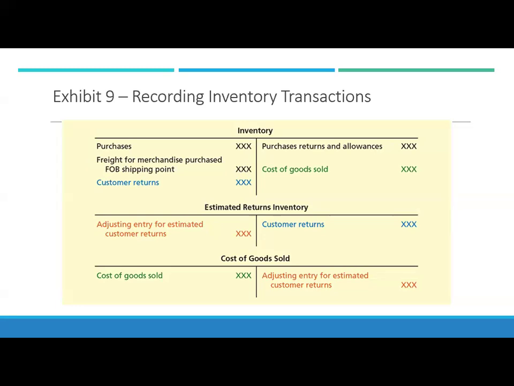And the purchase returns and allowances, that's when the business is returning inventory to the vendor. Like that's going to reduce that buyer's inventory when the buyer returns it to the vendor, right? So they're sending it back, so that's going to reduce inventory.